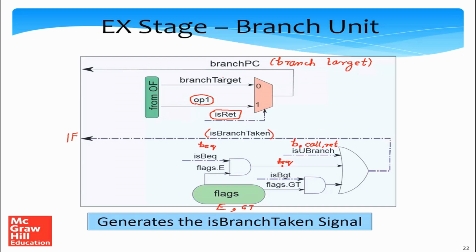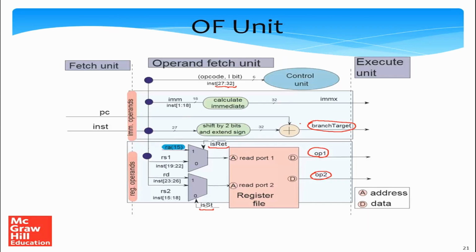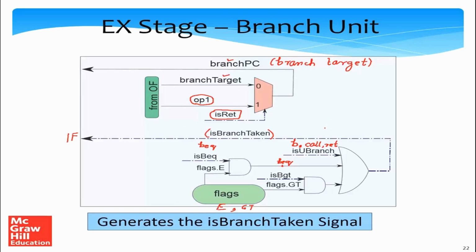So basically we are differentiating between the terms branch target and branch PC. The reason we are doing that is because branch target is something that we are computing by adding the offset to the PC. This is the case for all the instructions other than ret. So BEQ, BGT, B and call, the target is embedded inside the instruction. So we can add the PC and the offset to get the branch target.